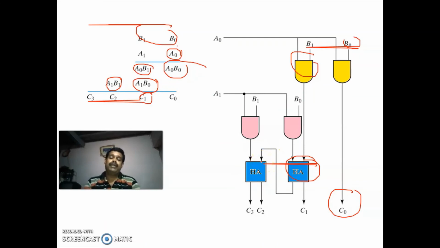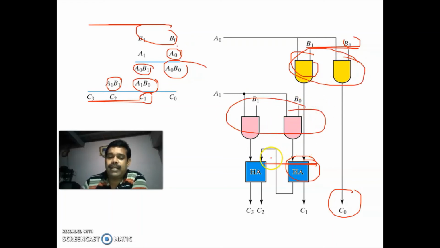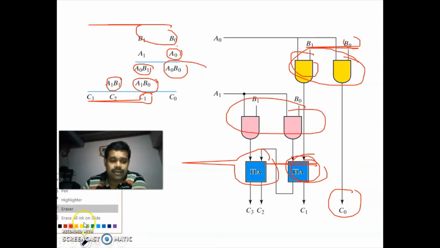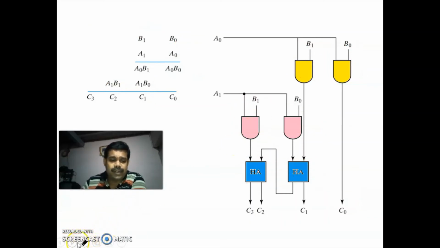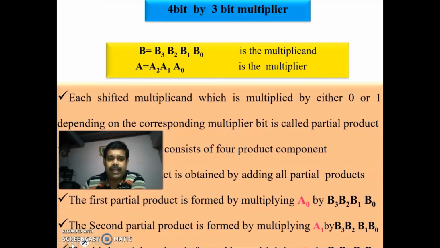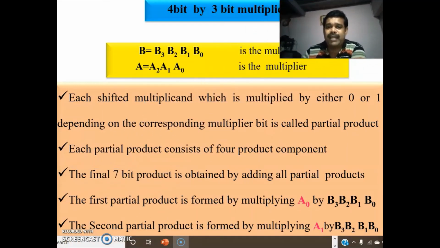So for a 2-bit by 2-bit multiplier, you need AND gates and half adders. For each partial product you need two AND gates, and to implement that sum you need two half adders. So finally, this is the circuit for the 2-bit by 2-bit multiplier.